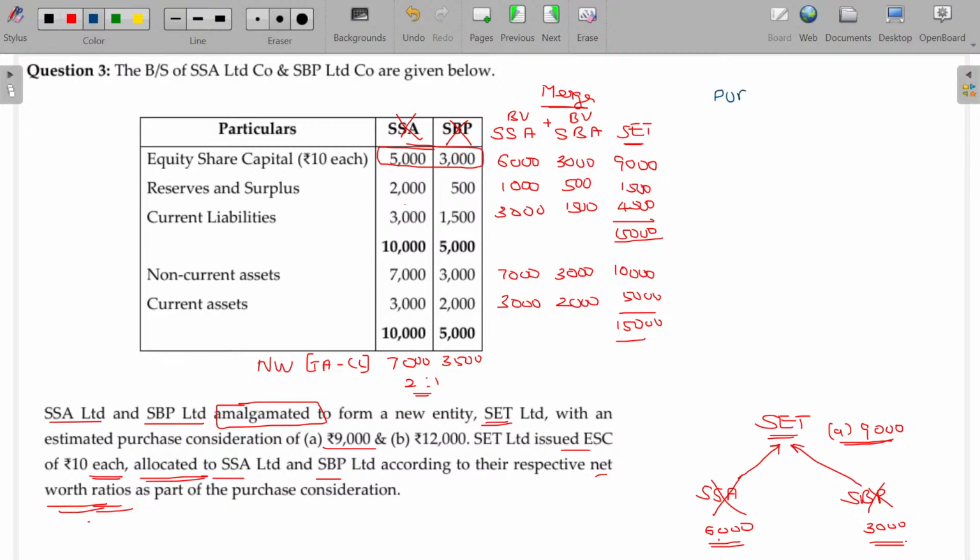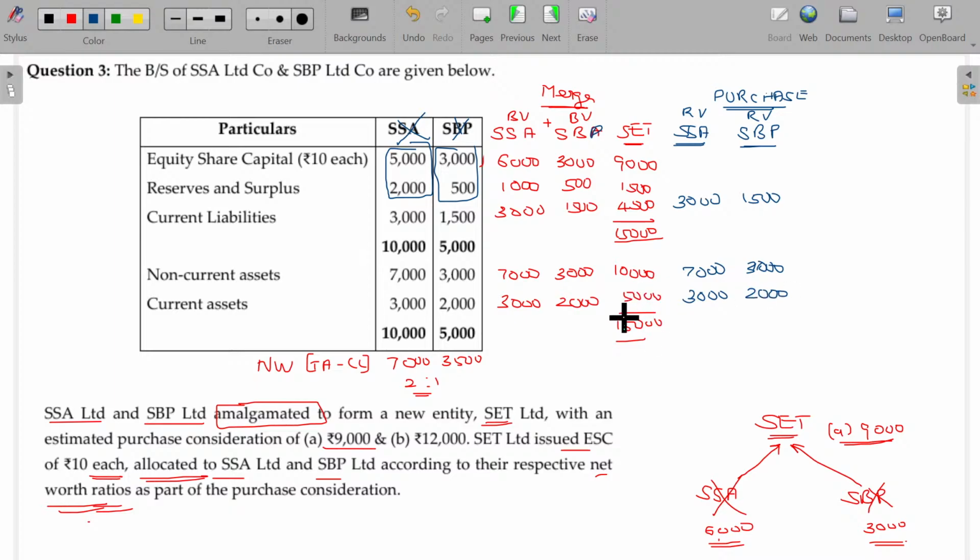Let's move on to the purchase method. Under the purchase method, SSA will be taken at what value? Realizable value. SBB should also be taken at what value? Realizable value. Is that okay? Here we don't identify these two separately. You have to club this one because we don't show the reserves and surplus independently. SSA is closed, SBB is closed. The rest of the assets and liabilities I will finish first. For current liabilities, it is 3,000 and 1,500. And here 7,000 plus 3,000. And here the values are 3,000 and 2,000. Is that okay?